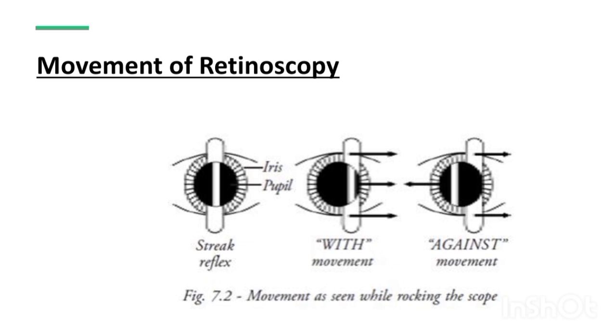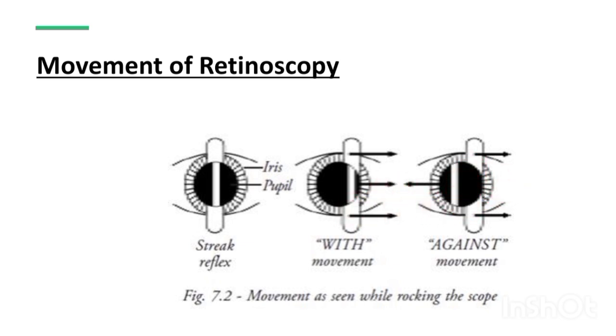Now, the movement of retinoscopy means, if we move the intercept, whether the reflex moves in the same direction or in the opposite direction of the intercept. That is the with movement and against movement, or else the neutral movement of the retinoscope. Here you can see that when the intercept and reflex are in the same direction, this is with, and in the opposite direction it is against.